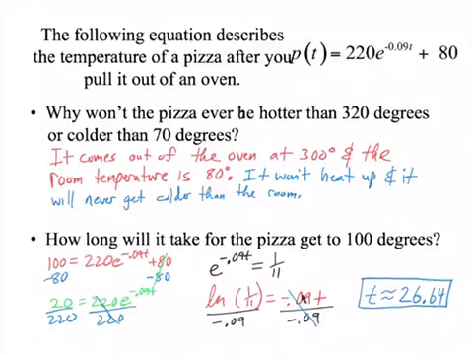And then to get rid of this, remember you move this over, and you move this into the log. Now to get rid of this negative 0.09, you divide by negative 0.09. And then if you put this in your calculator, you get 26.64 minutes. So if this is accurate, it takes 26 minutes before you want to eat your pizza. Something's wrong. Either my rate's wrong, or the 300 degrees when it comes out of the oven, which is preposterous, is wrong. So good luck with this problem.